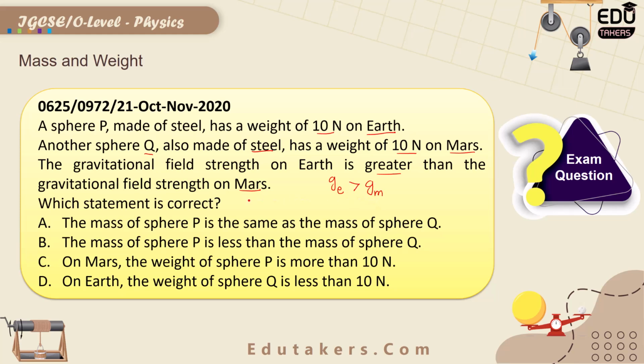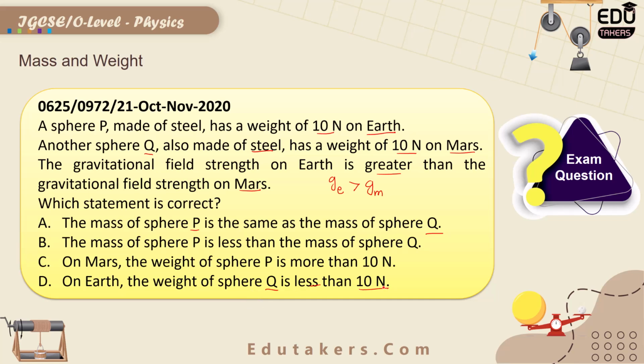Which statement is correct? Option A. The mass of the sphere P is the same as the mass of the sphere Q. B. The mass of the sphere P is less than the mass of the sphere Q. C. On Mars, the weight of the sphere P is more than 10 Newton. And D. On the Earth, the weight of the sphere Q is less than 10 Newton.